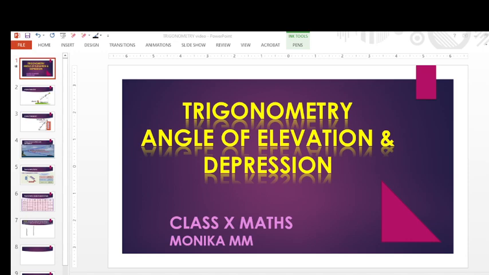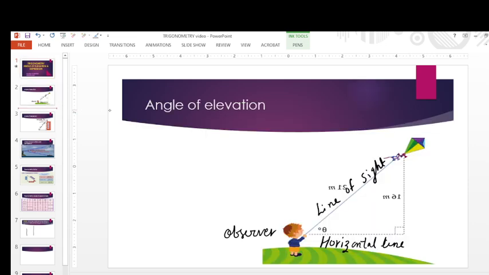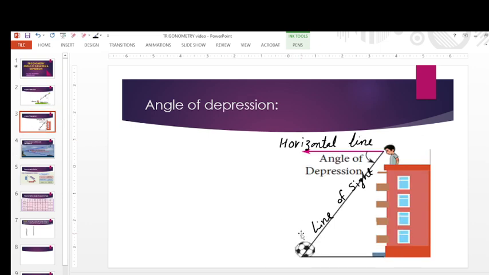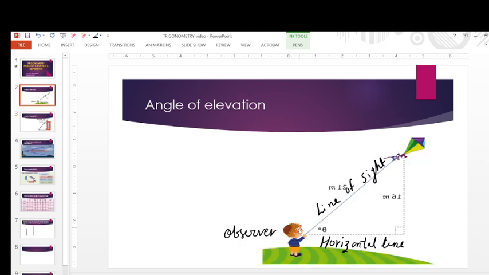Dear students, today we are going to learn something very interesting and practical, something you see almost every day without even realizing it. Have you ever looked up at a kite flying high in the sky or looked down from a tall building at a ball on the ground? So today's topic will be angle of elevation and angle of depression, and these are examples of angle of elevation and angle of depression.